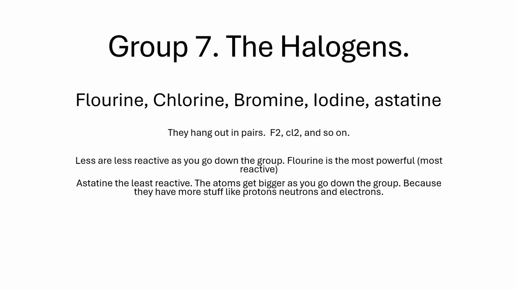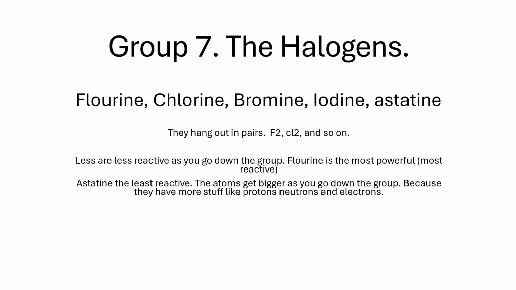Now they hang out in pairs. Fluorine as a single atom doesn't happen. It combines with another fluorine, so you've always got two of them. So it's always F2. Chlorine, bromine, iodine, and astatine are the same because they all act in the same way. So it's always Cl2 for chlorine, Br2 for bromine, I2 for iodine, and so on. They hang out in pairs.